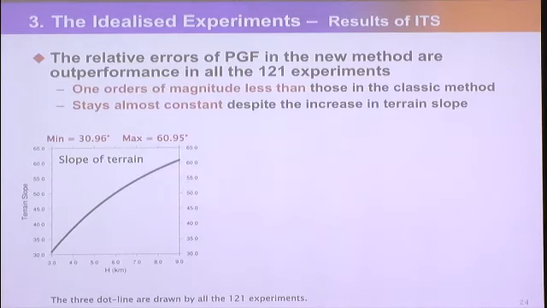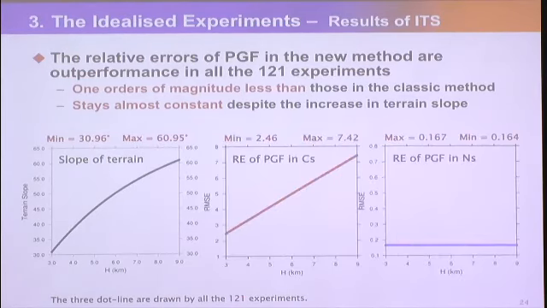First, we increase the terrain slope in all the experiments. The minimum value of the slope of terrain is 30 degrees, and we increase that to 60. There are 121 experiments. We calculate the relative error of PGF in both methods.